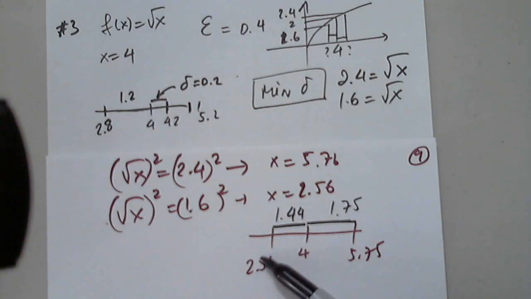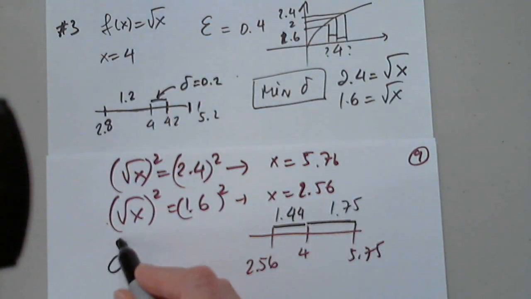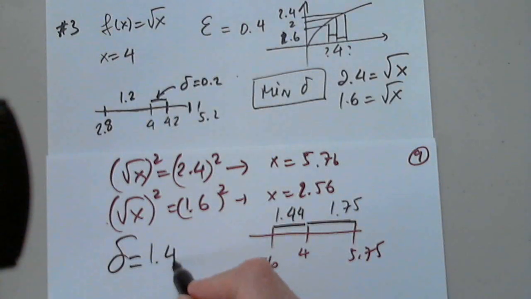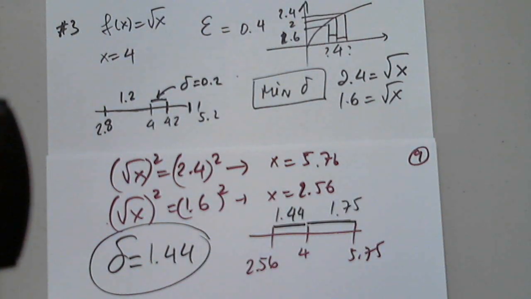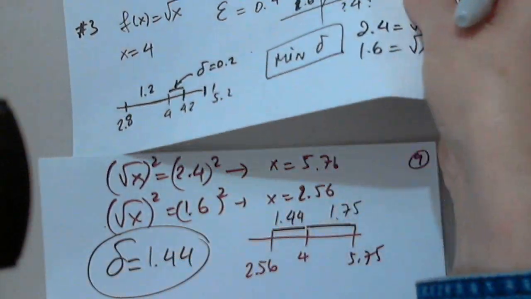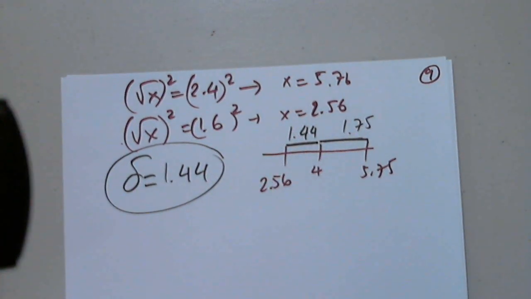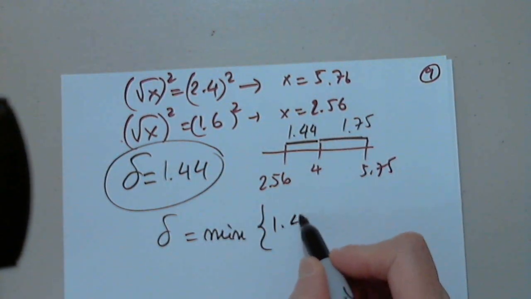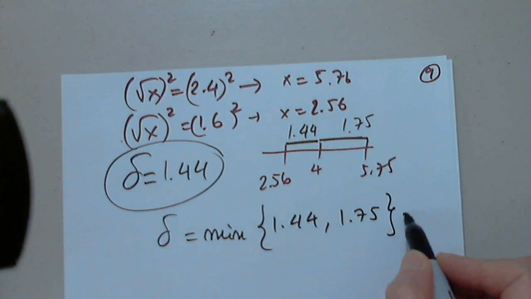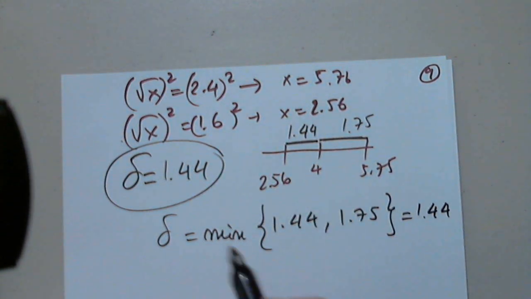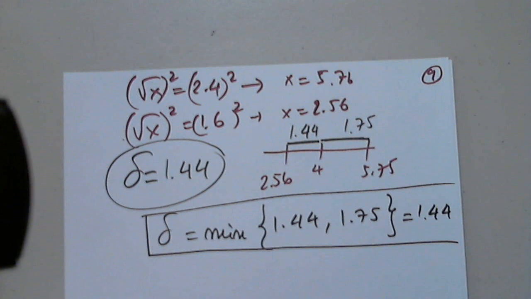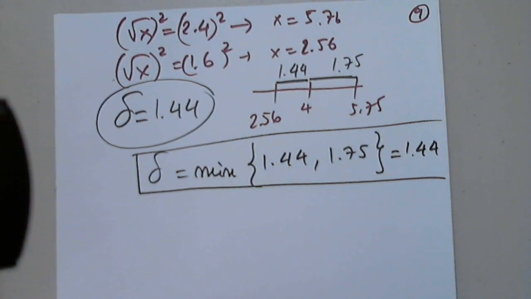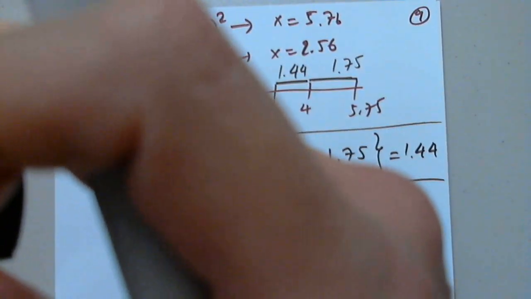Correct? Yes. Which one is delta? Mandatory. Only one. 1.44. That's it. So we like to write in mathematical symbols, we like to write delta equals the minimum value between 1.44 and 1.76. So the answer is indeed 1.44. This is the correct mathematical explanation. We have to use the minimum of these two.